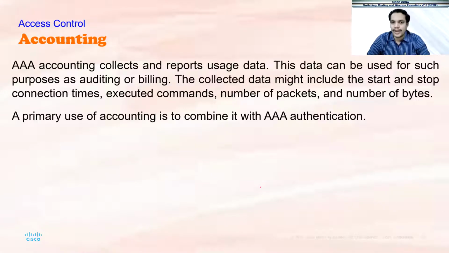And the third A stands for accounting. AAA accounting collects and reports usage data. This data can be used for processes such as auditing or billing. The collected data might include the start and stop connection times, executed commands, number of packets, and number of bytes. So literally whatever tasks a user is doing on the network once he's in, all the things that he has done will be logged.